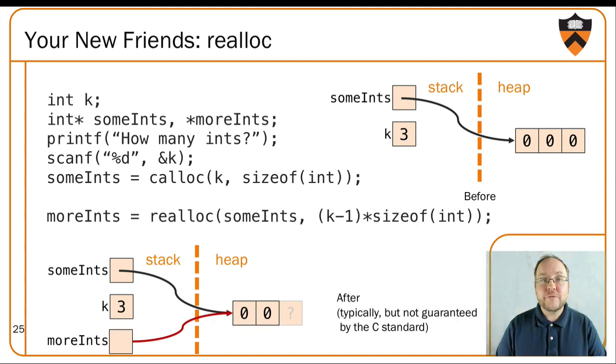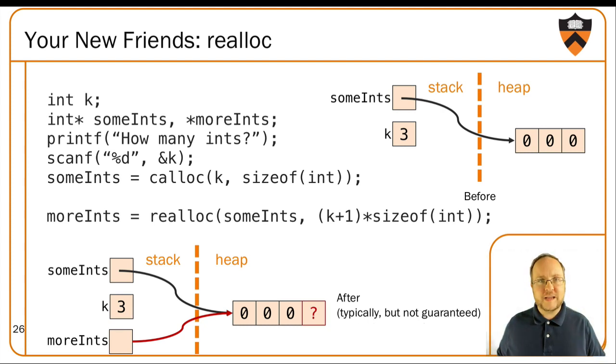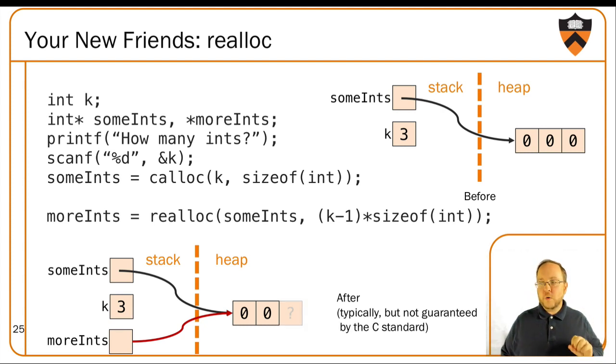The last of your new friends is realloc. Realloc says: I was given a pointer that was previously returned from malloc or calloc, and it's not enough space, so I want to change this allocation to make it bigger or potentially make it smaller.